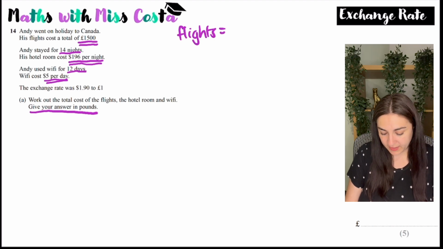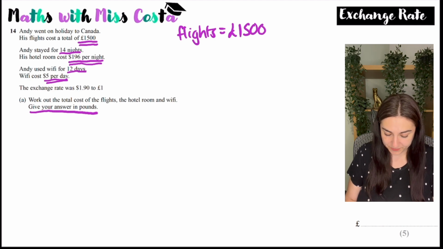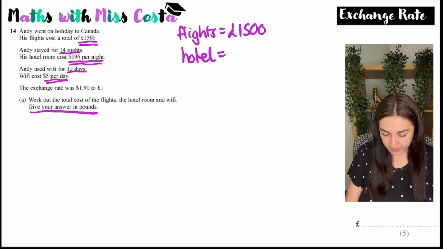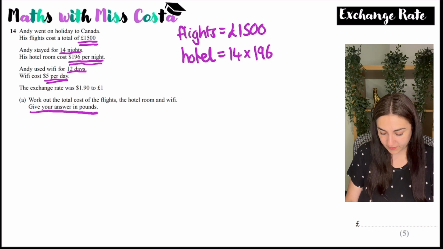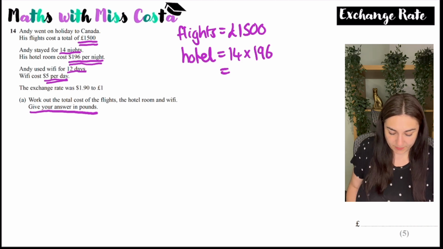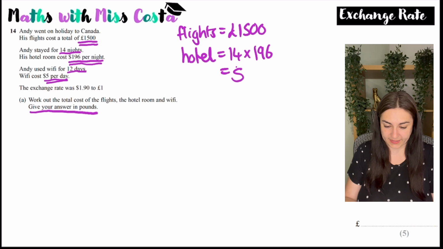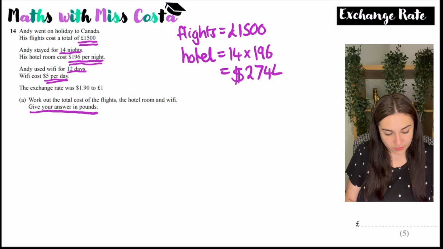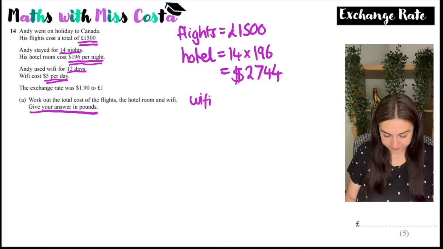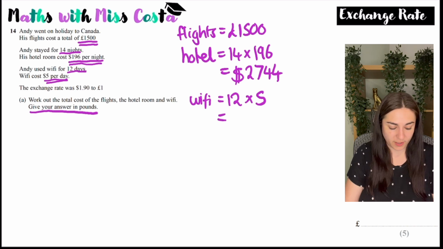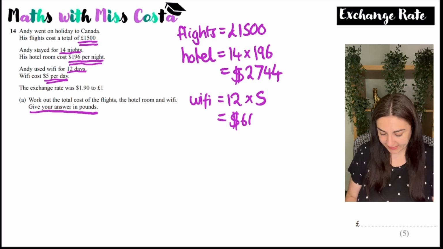Okay, so I know that his flights were £1,500, so that's nice and easy. I don't need to do anything there. Then what I want to do is work out the total cost of his hotel. So his hotel room is 14 times 196, because each night cost $196, and he stayed there for 14 nights. So that would be $2,744. And then his Wi-Fi cost $5 a day, and he used it for 12 days. So I do 12 times 5, which is $60.